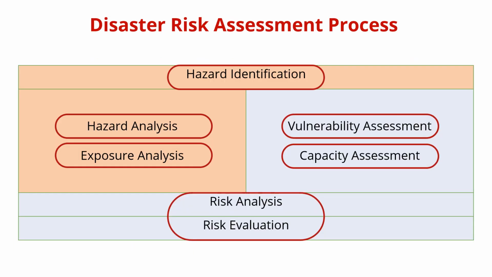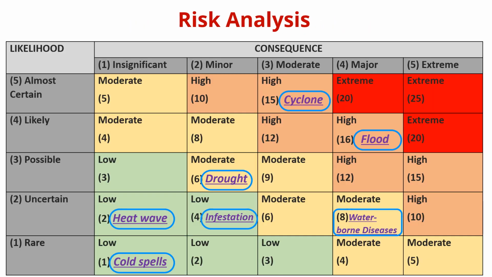So continuing the disaster risk assessment process, we have now completed the hazard identification, the hazard analysis, exposure analysis, vulnerability assessments, and capacity assessment steps. Now it is time to move into the risk analysis and the risk evaluation components of the assessment process. So risk analysis is a component of the overall risk assessment process, which helps identify and understand the potential dangers or risks that can negatively impact an individual, community, or organization.